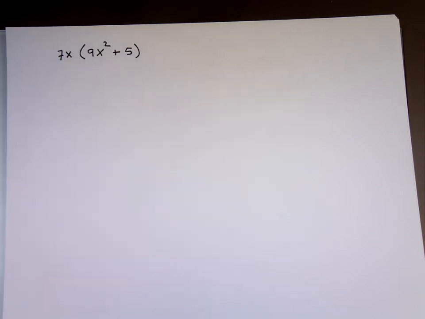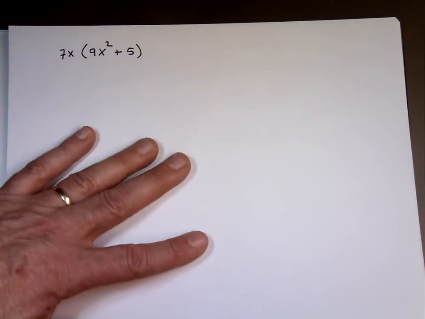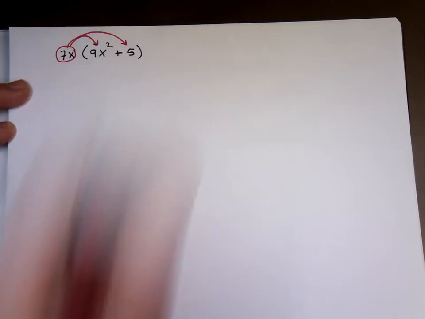This is a monomial times a binomial. One term times two terms. So what we're going to do is grab that 7x in the front and multiply it by this first, then multiply it by that second. That's what we're going to do.